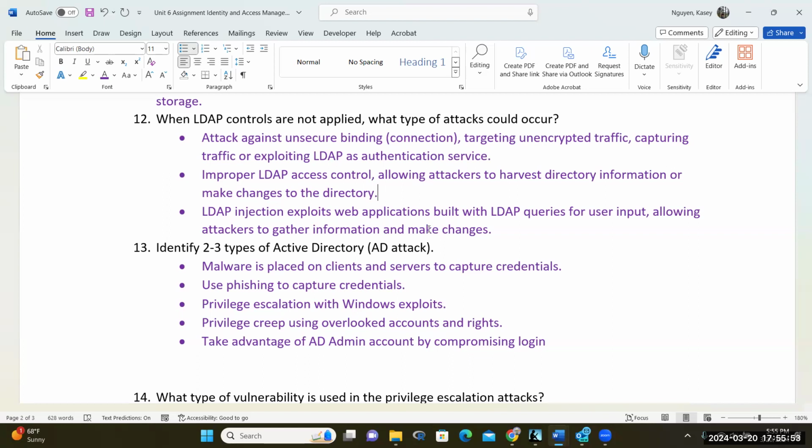Or take advantage of the Active Directory admin account to compromise, or by compromising login, getting the IT people to provide them with credentials. So if they can get in as an admin account, then they'll be able to make modifications to your Active Directory.